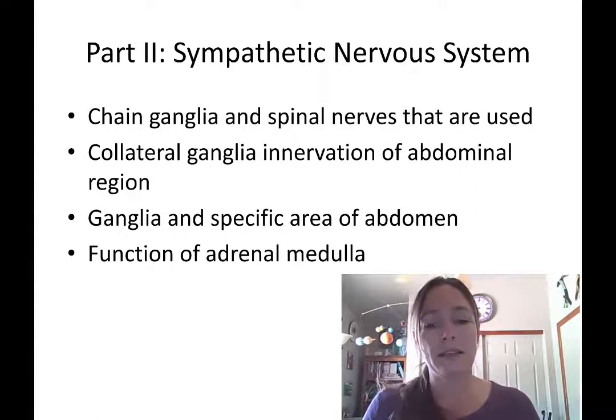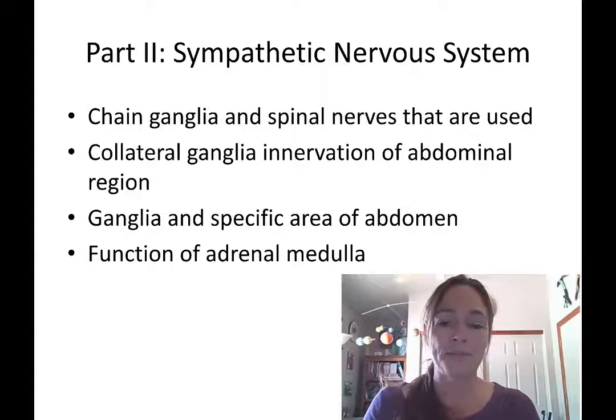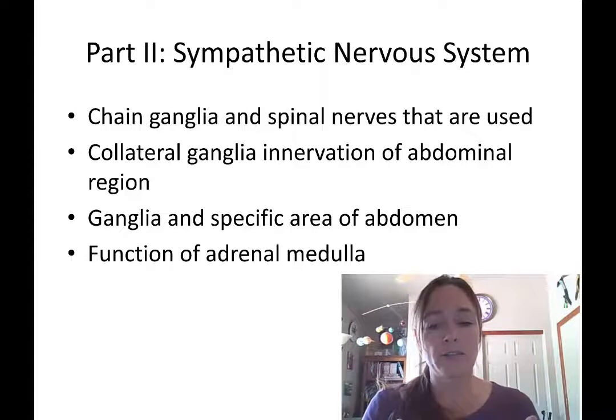So collateral ganglia are a second ganglia point. For any of the spinal nerves that have the first nerve coming off, it actually goes right through the chain ganglia to the collateral ganglia, and that's where the synapse is going to take place. So the second nerve can come off from the collateral ganglia to various regions of your abdominal cavity. And so the ganglia are really specific. You have the upper, middle, and lower part is really how they're divided. And finally, for the sympathetic nervous system, we have the adrenal medulla.